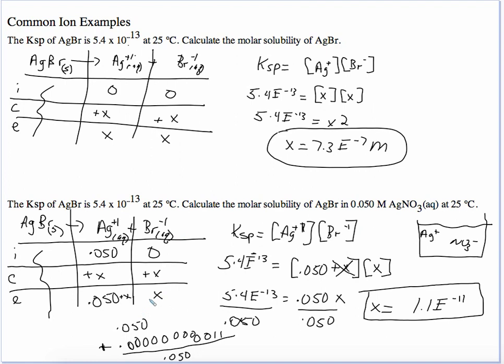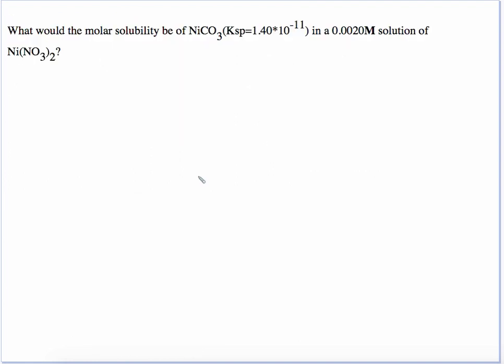So remember that on these common ion ones, when it looks like you're going to have to do the quadratic, in AP chemistry anyway, most of the time you're going to be able to drop the x. All right? Okay, so why don't you try this one on your own and see if you can do it. Pause the video and see if you can do it.